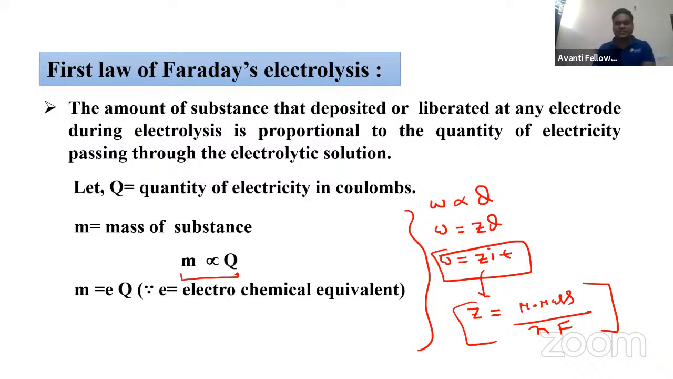I hope this is clear to everyone. What is Faraday's first law? What is the formula? And how will you calculate Z for the particular question? I and T are either given or they ask to calculate them. And every time you need to calculate Z by using this formula, that is molecular mass divided by N. So please confirm. Is this clear to everyone?